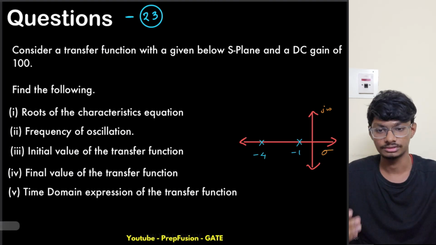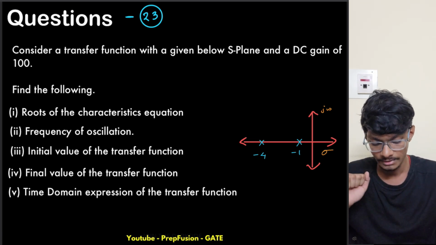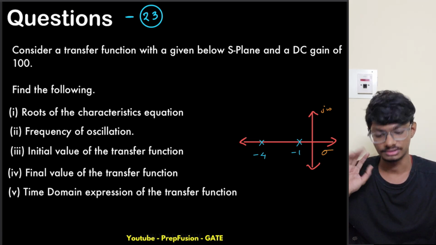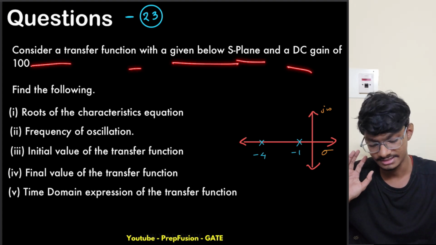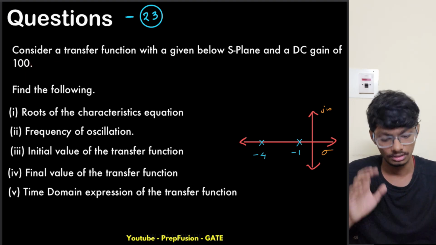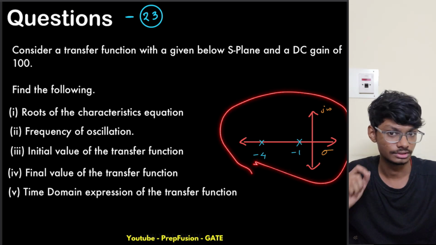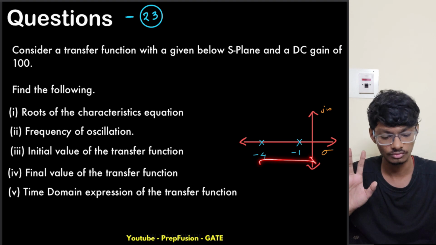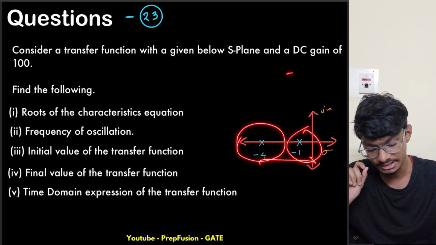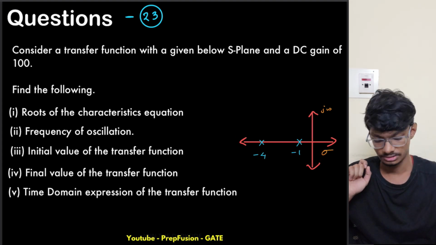Then this was the question that we will solve. What is this question telling us? Consider a transfer function with a given s-plane and a DC gain of 100. In the s-plane, the poles are given. I don't see any zeros, so we have only poles, and the DC gain of the transfer function is given.